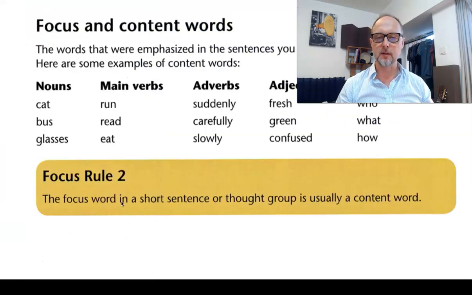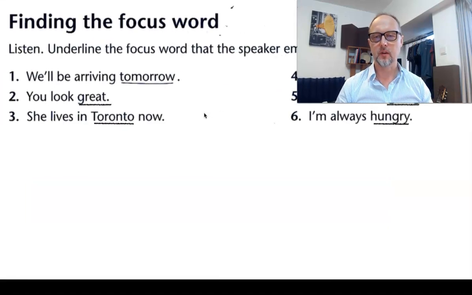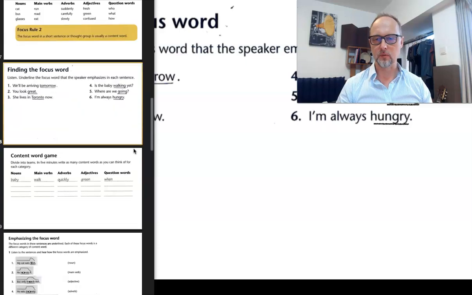The second rule is that the focus word in a short sentence or thought group is usually a content word. A content word can be a noun, a main verb, an adverb, an adjective, or a question word. So these are all content words. The other words are structure words, and we're going to learn about structure words in future lessons. Here, the words that are emphasized would be arriving tomorrow. That's the important word. That's a noun, right? Adjective, and so on.